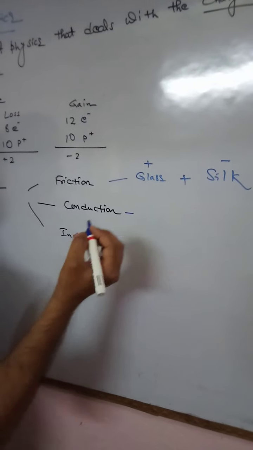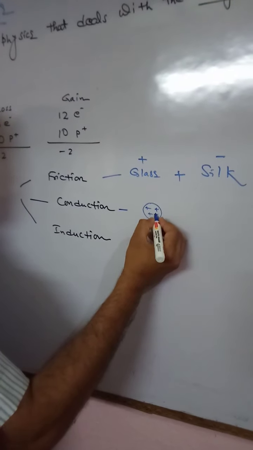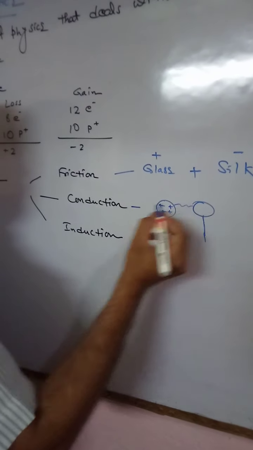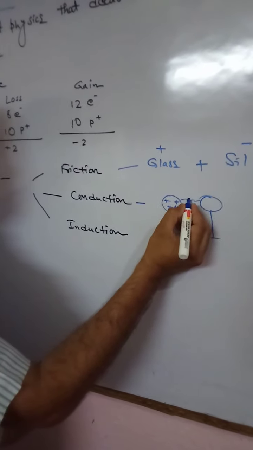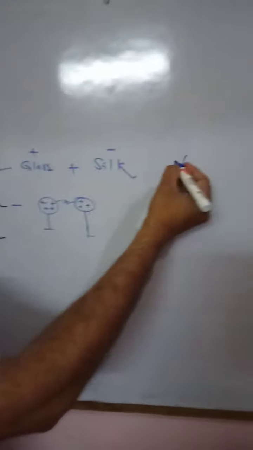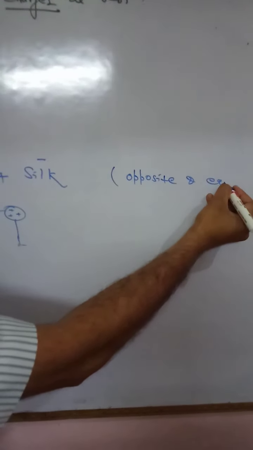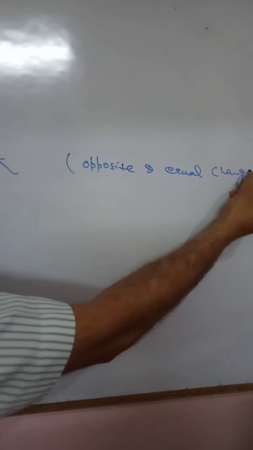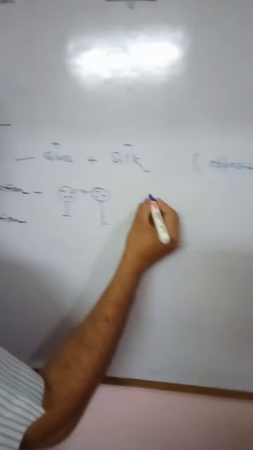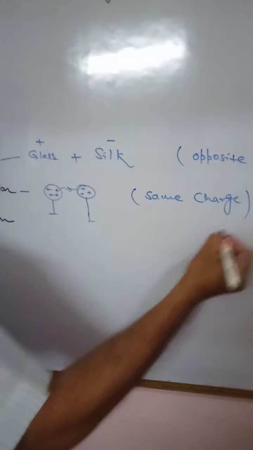Now conduction. In conduction, it's a simple transfer of the charges. Suppose we have a positive charge, and if it is brought in contact with a neutral body with the contact of some wire, it may acquire the same positive charge. This is conduction. So in friction, what we have seen is that the bodies acquire opposite and equal charges, equal in terms of magnitude. And in conduction, we gain the same charge.